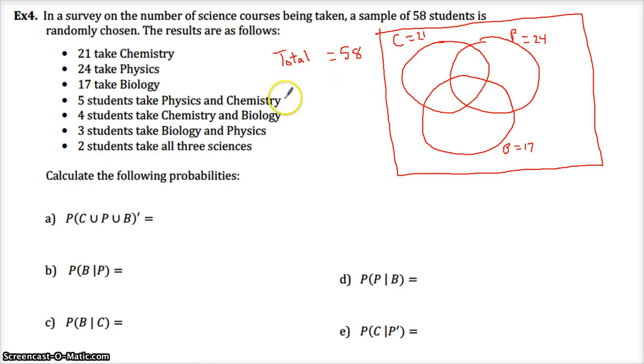All right. It says 5 take physics and chemistry, and I don't know, yeah, this is a little bit ambiguous. Does that mean they could take all 3? Well, there's 2 taking all 3. This is kind of nice. I think that's kind of helpful. I know that goes right there.